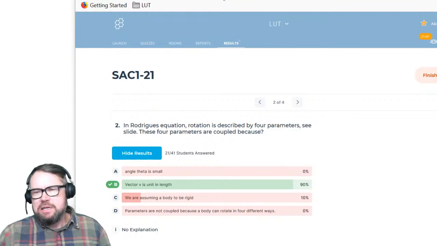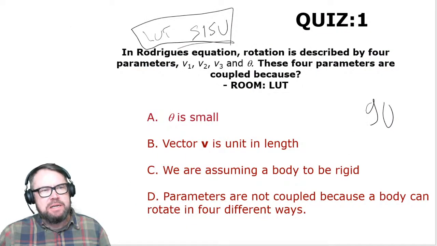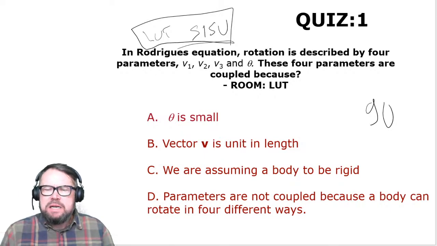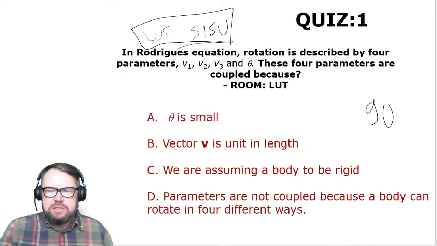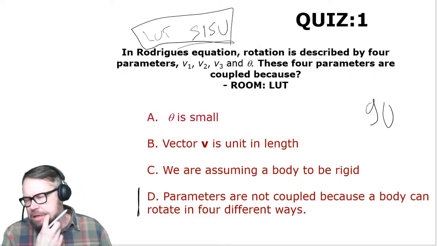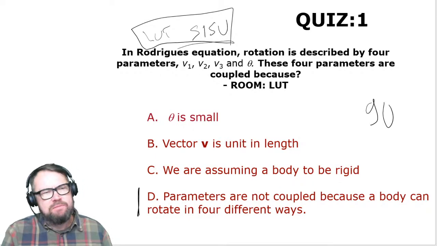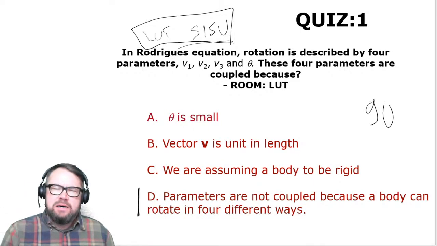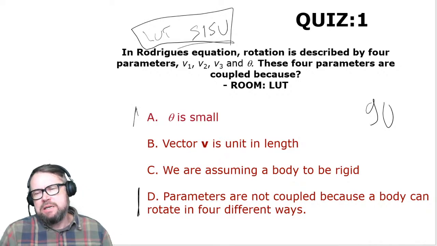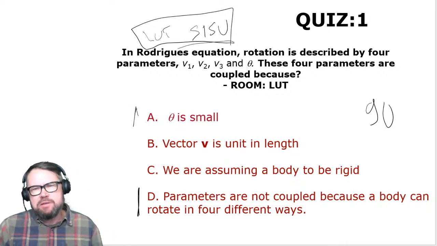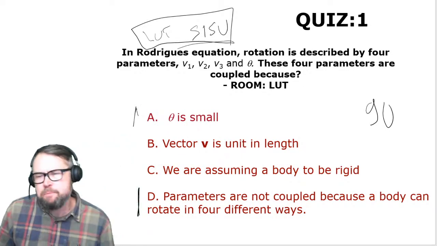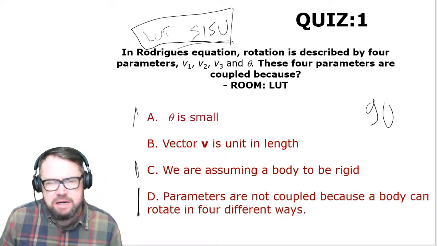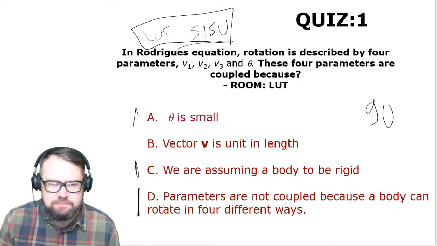Then some of you selected the option that says it's because we are assuming the body to be rigid. That has nothing to do with this business. A really incorrect answer would be to select option D, which says that the body can rotate in four different ways. That's going to be completely off. This makes no sense because we never mentioned anything about the magnitude of the angle theta, and yes, we're dealing with rigid bodies, but rigid bodies are not related to this subject matter this time.